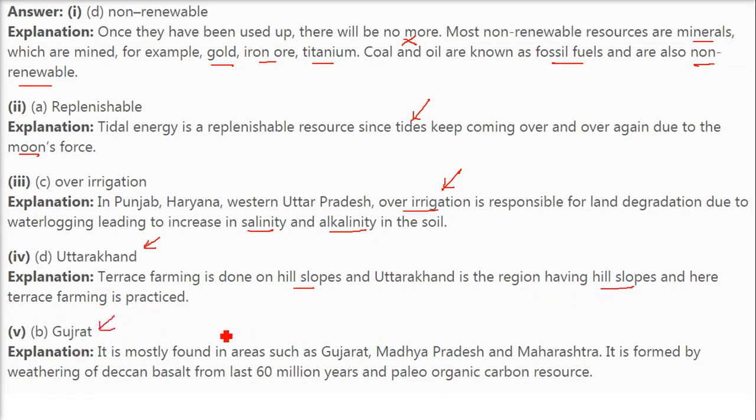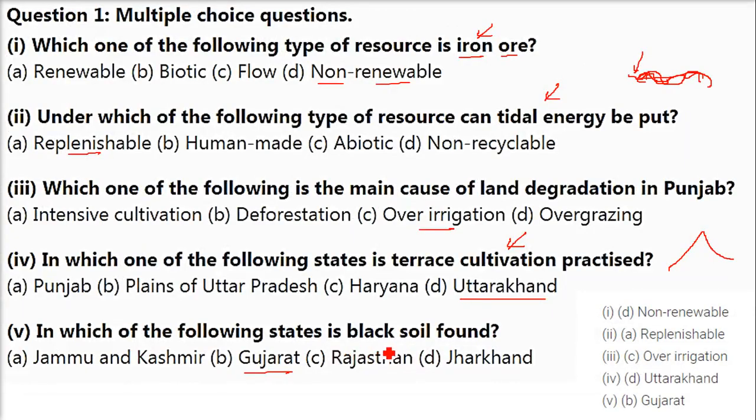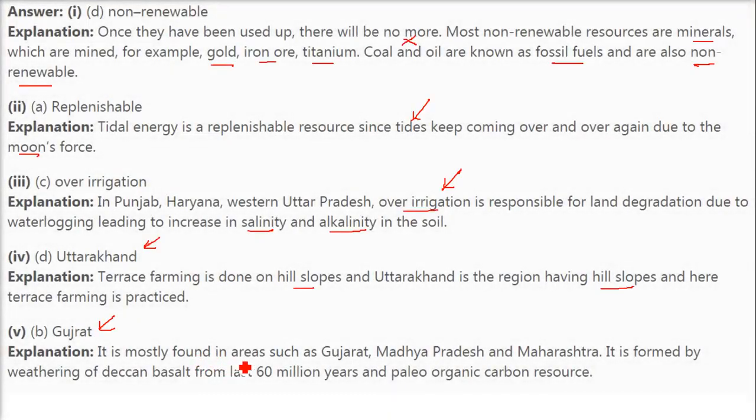We took Gujarat for the last one. It is mostly found in areas like Gujarat. We talked about the black soil, Kali Mitti. It is mostly found in Gujarat, Madhya Pradesh, Maharashtra. It is formed by the weathering of the Deccan basalt over the last 60 million years, and paleo-organic carbon resource.